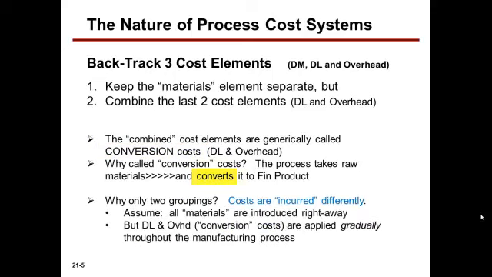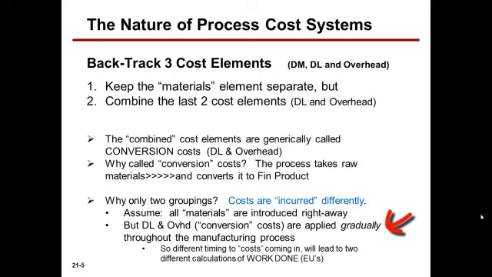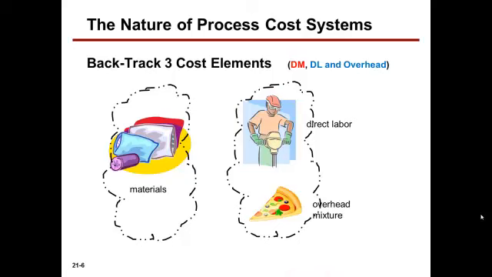Why only two groupings? Well, the costs are incurred differently. We're going to assume that all materials are introduced right away in the production process, but that direct labor and overhead, our conversion costs, are applied gradually throughout the manufacturing process. So, different timing of costs coming in will lead to two separate calculations of work done, two separate calculations of equivalent units of work. So all direct materials will be our first bundle of costs, and all direct labor and overhead will be our second bundle of costs. The materials all added at once, the conversion cost gradually incurred.